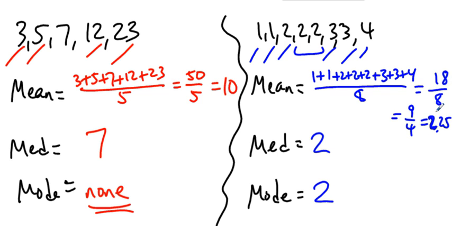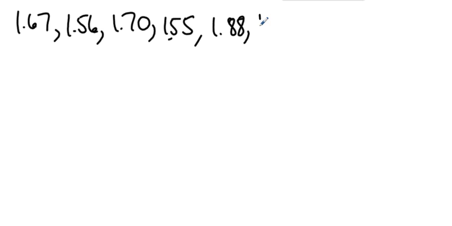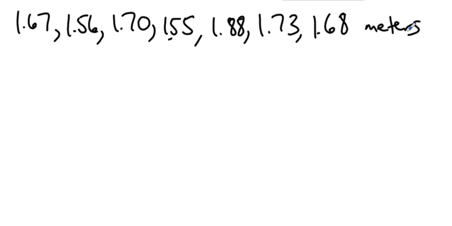Let's imagine there are 7 boys, and those boys have heights of 1.67, 1.56, 1.70, 1.55, 1.88, 1.73, and 1.68 meters. These are the heights of 7 boys. I want to find the mean and the median and the range. We should talk about range.